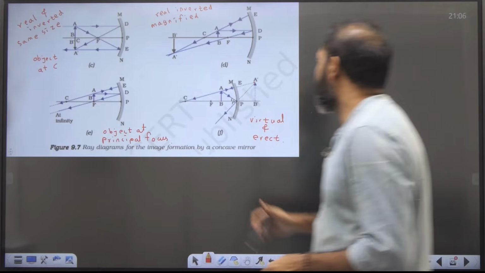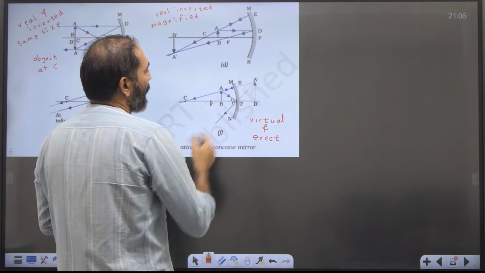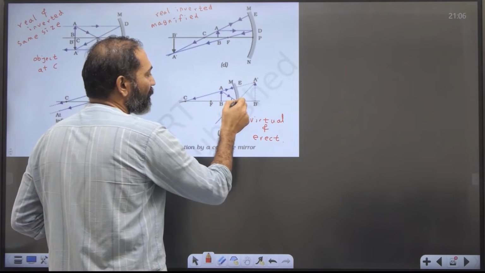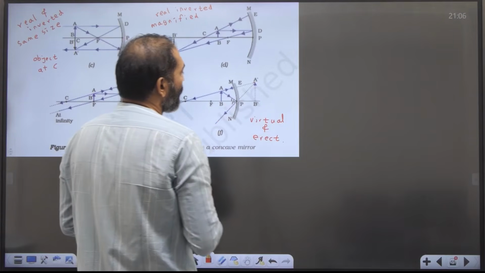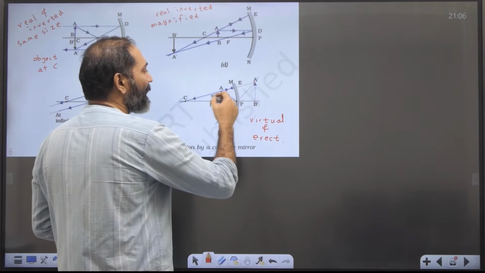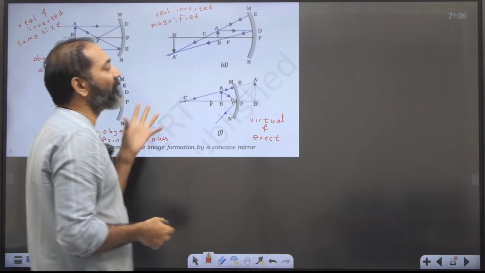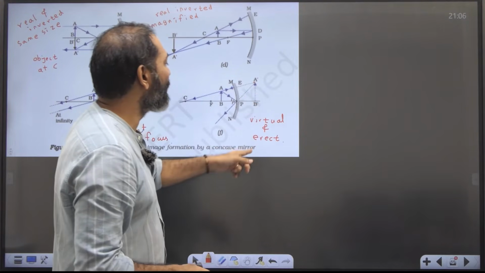See, this is the object, and we are considering two rays, one passing through the center of curvature, other falling on the pole, so it gets reflected along the same angle. So when we move these light rays backward, we can see that they are diverging away from a point. That point is behind the mirror, and we are getting what image?